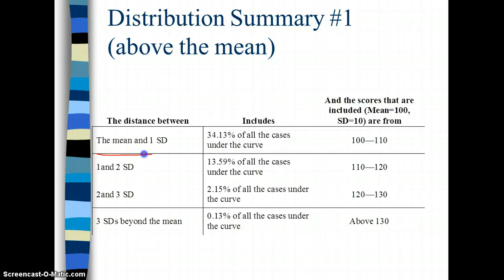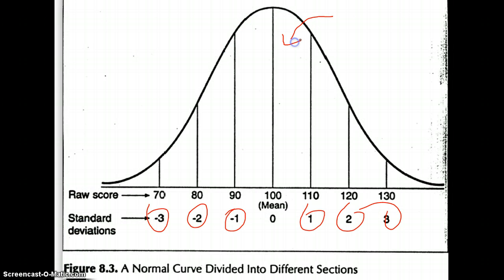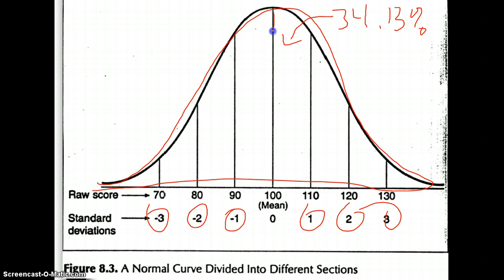So for example, the distance between the mean and one standard deviation is 34.13% of all the cases under the curve. Whoops, let me go back this way. So this right here, in here, is 34.13% of all of the cases in a sample or under your curve. And it's pretty standard. If you were to calculate the area under this curve, and you were to cut out this piece right here, and then calculate the area, it would come out to be 34.13% of the total.